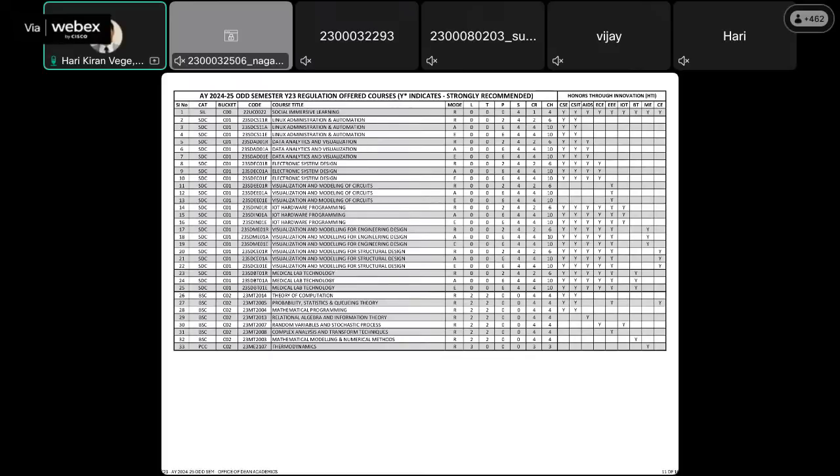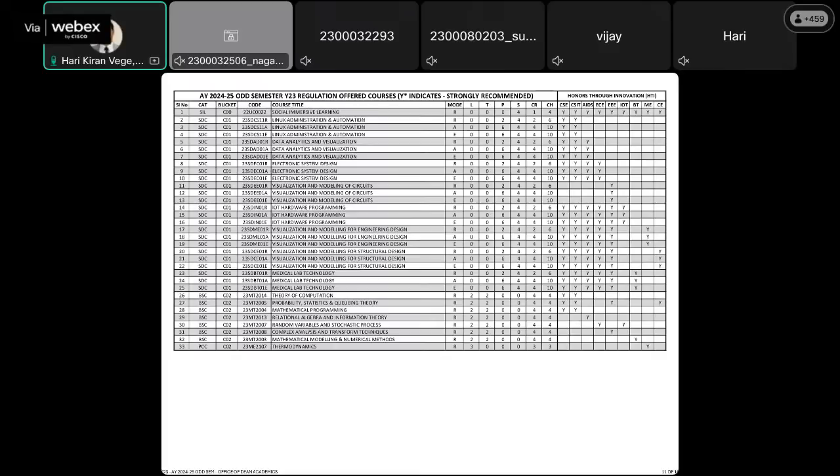Someone wants to do something related to the medical field. A CSE student in the HTI who wanted to do something related to the medical field can pick medical lab technology, right? Is that clear? So wherever there is a Y, you can choose those. If there is no Y star, don't panic. That means there is nothing that is strongly recommended. You can pick any of those where there is a Y.